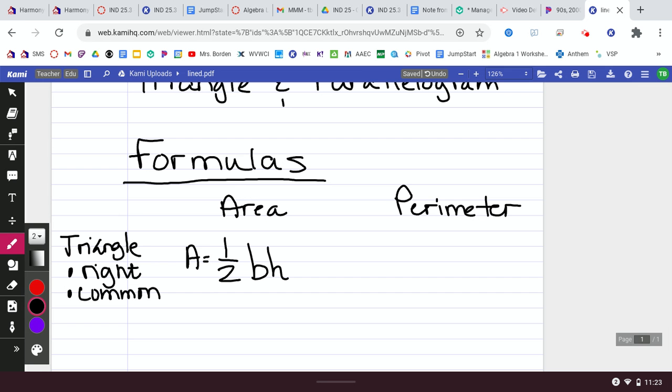And the other way you might see this written, especially with a right triangle, and I'll show you why in a minute, is area equals one half A times B, and I'll show you why, okay? And then for the perimeter, you simply add up A plus B plus C. You're just going to name your sides A, B and C, okay?